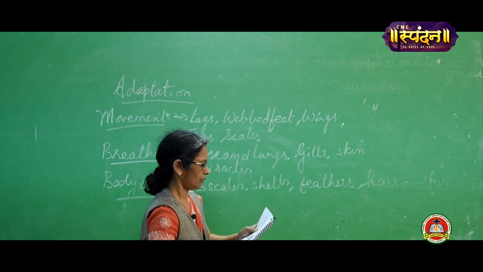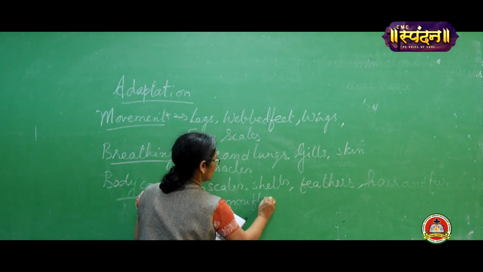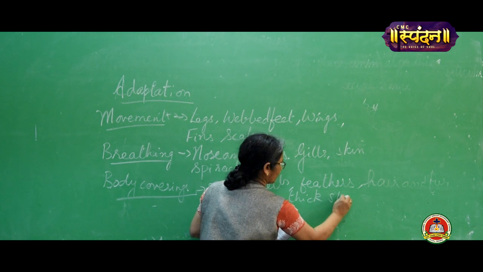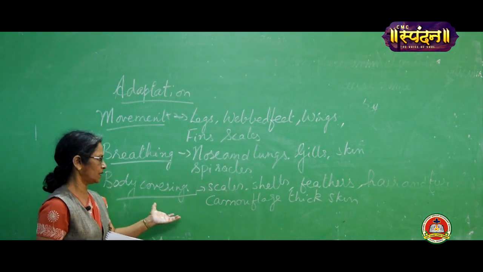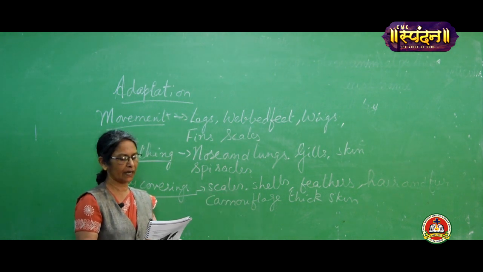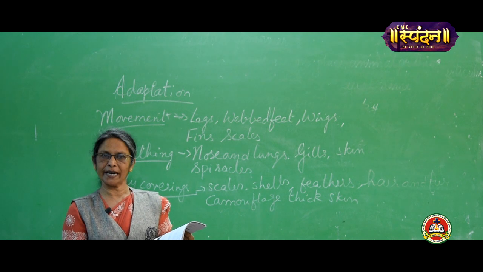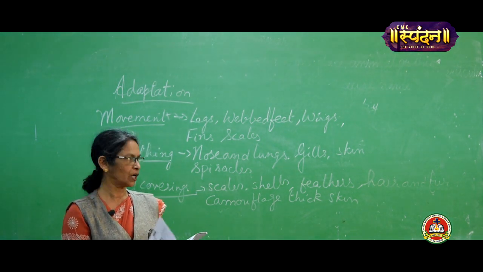Hair and fur. Then we saw a terminology called camouflage, then thick skin. Okay, so these are the organs used for body coverings. Scales, like we have in the case of fish, snakes, crocodiles, they have got scales to prevent loss of water and so also provide protection from harsh climate.